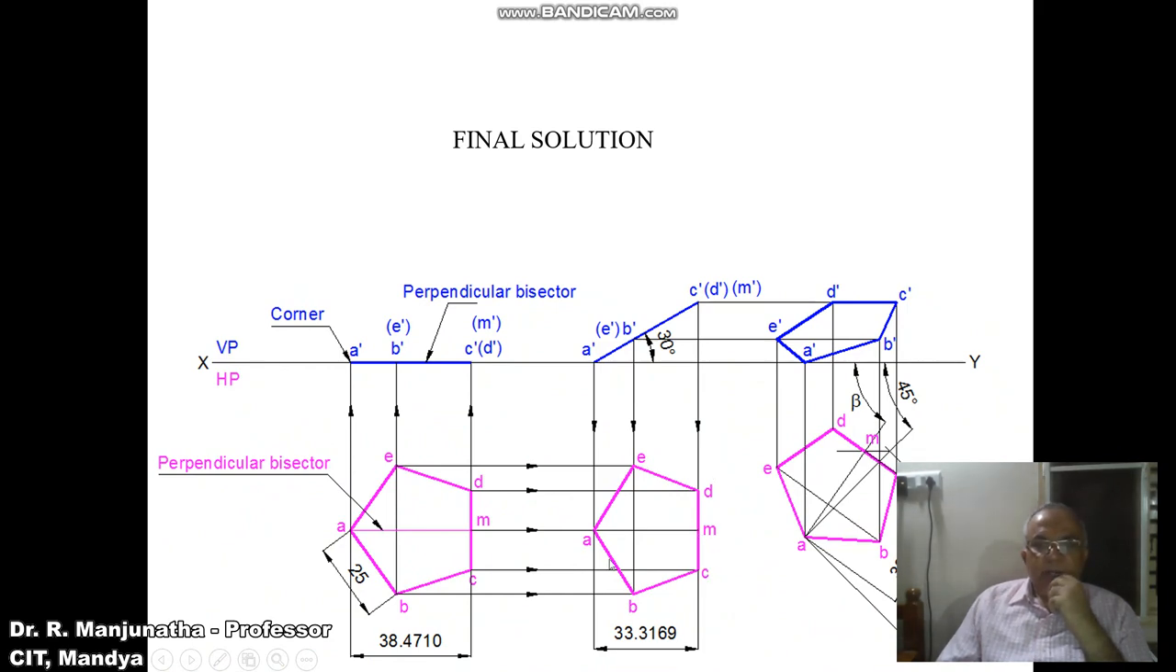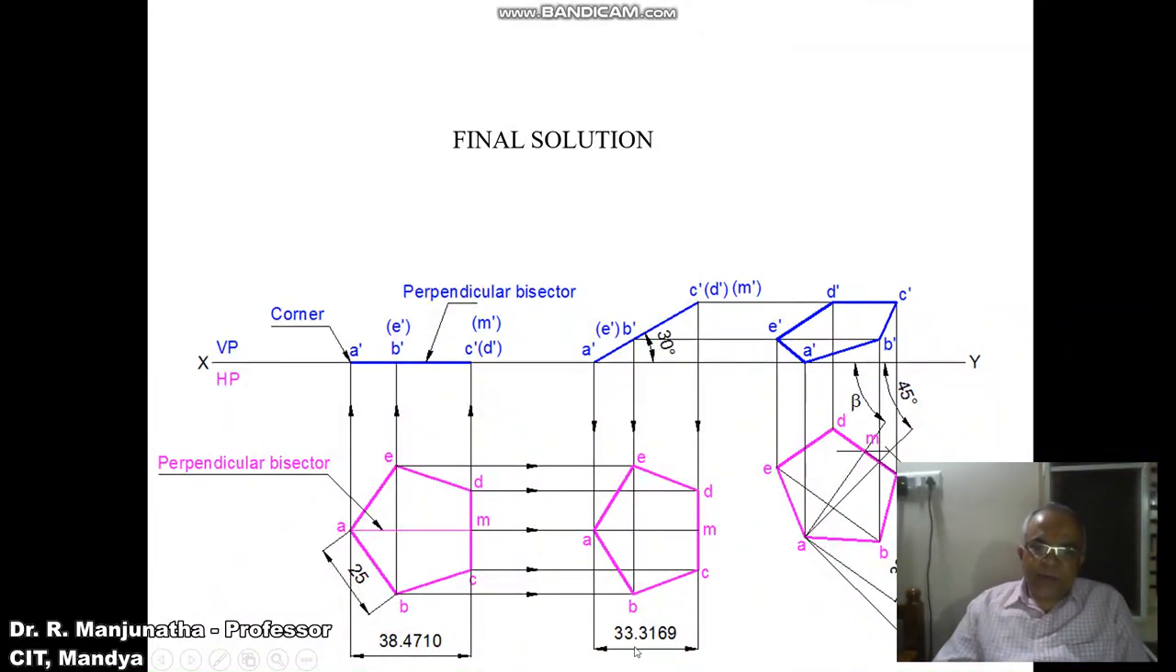Then join A to B, B to C, C to D, D to E, and E to A with a dark line. Now we need to find out the apparent inclination. As the perpendicular bisector is inclined to HP at 30 degrees, here in the top view, you are going to get the apparent length in the second position top view.